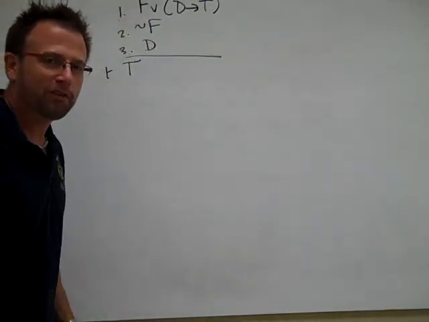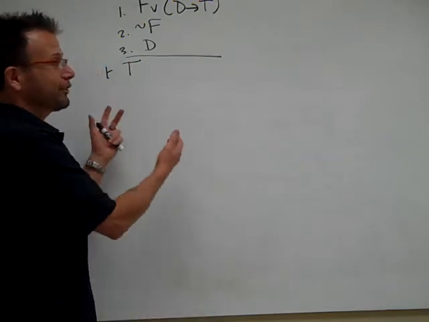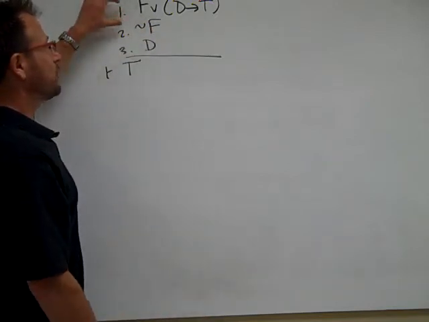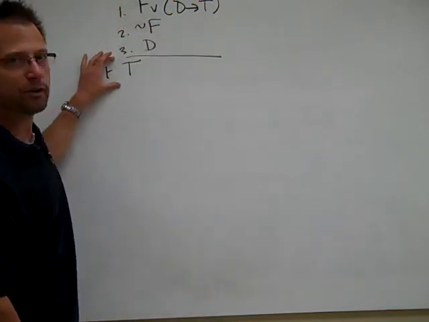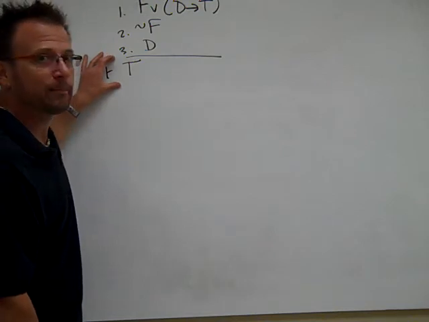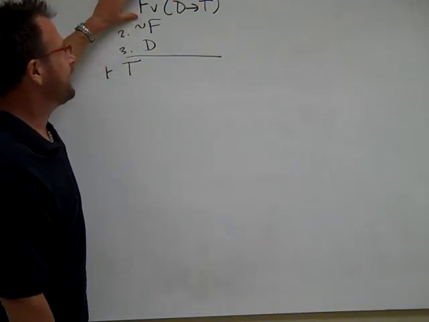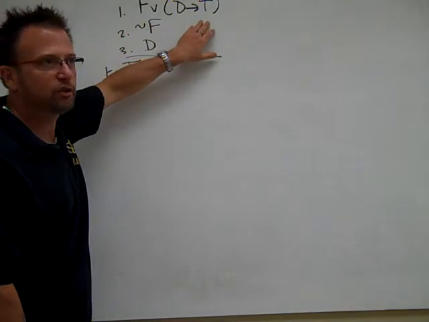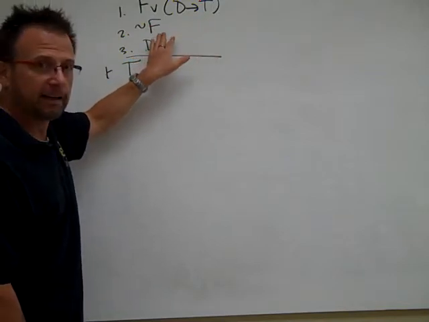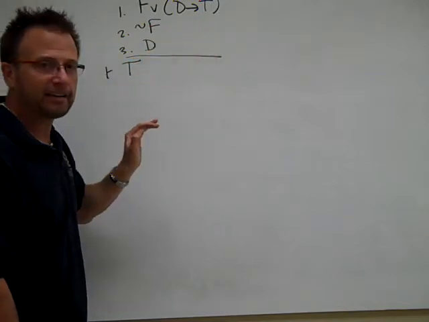Okay, are you up for some more fun with truth trees? Here's our argument. Premise 1, 2, and 3, and our conclusion. Our conclusion is T. The premises are: either F or if D, then T is true. And it's not the case that F and D.